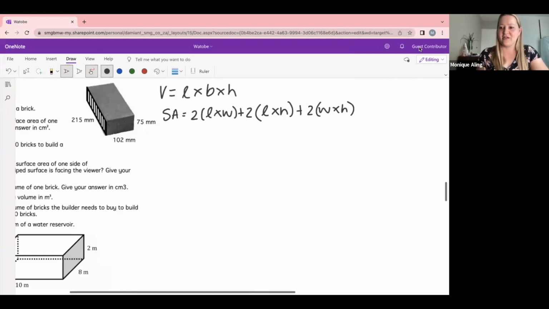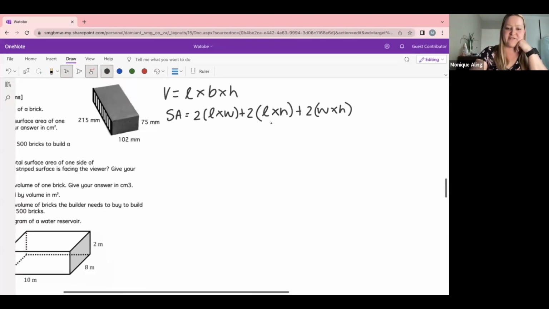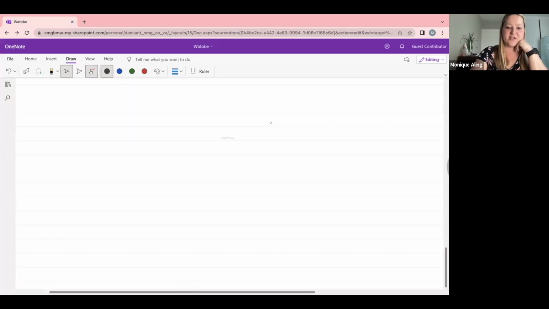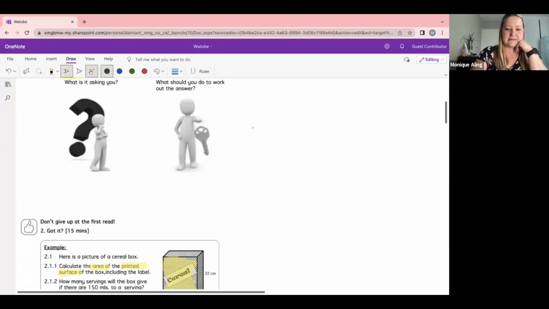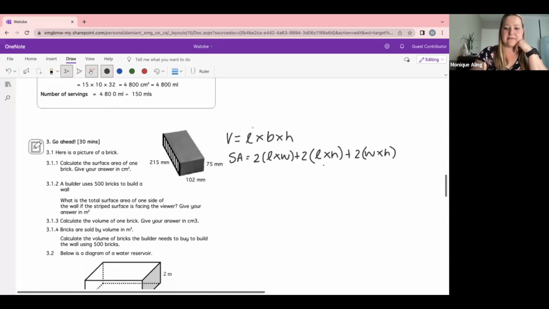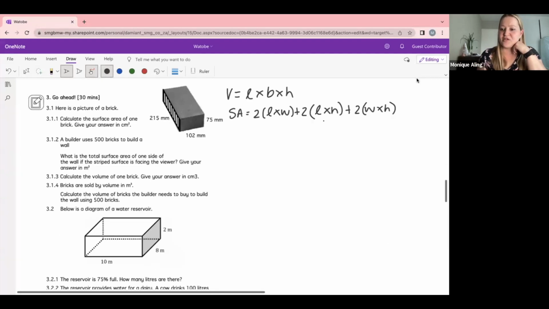Thank you. Okay, Mulalo, what do you want to say about volume and surface area? So we've got the formulas done. What else do we know about volume and surface area? Mulalo, are you there?